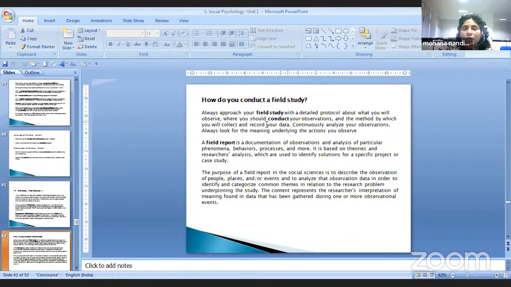How do you conduct a field study? Always approach your field study with a detailed protocol about what you will observe. Suppose you want to conduct it on students, you need to make a protocol based on this. You should decide your observation and the method by which you will record your data.